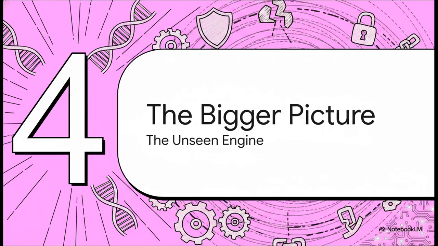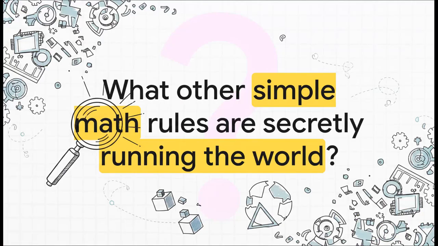So think about the journey we just took. We went from the prime DNA of a single number all the way to the engines that power our digital lives and recommend our movies. Factorization really is the unseen engine of simplification and security. It really makes you wonder, doesn't it? I mean, if this one simple idea, just breaking things down into their basic parts, has such a massive impact, what other simple, fundamental math rules are out there hiding in plain sight, secretly running the world around us?